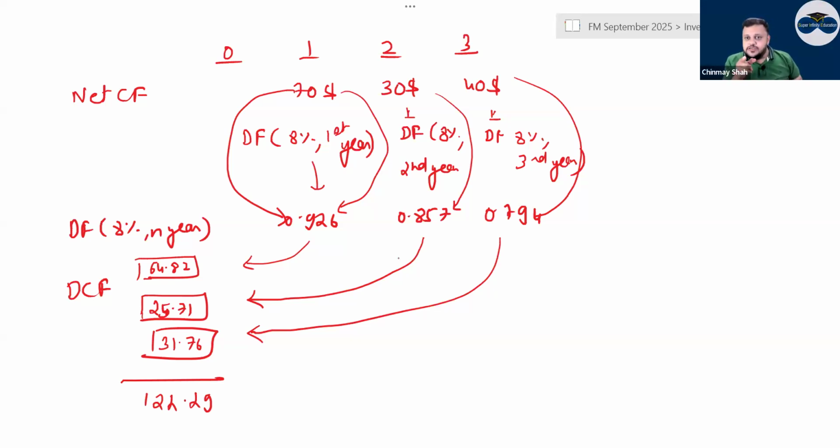Now we are sitting at a table. I tell you, boss, I will give you 70, 30, 40. First year 70, second year 30, third year 40. You do all this calculation in your brain. You are intelligent. You say that, sir, present value of all those cash flows. Then this 8% rate is what? Now see, I'll tell you.